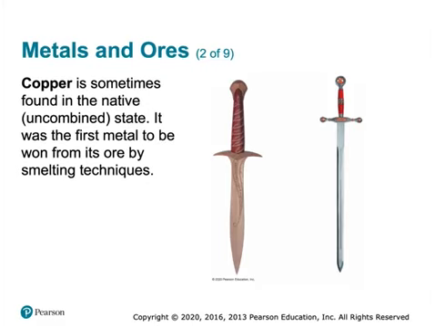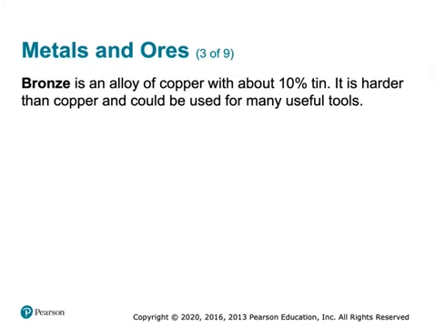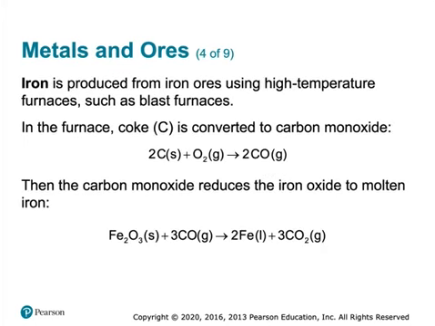Okay, so here's copper, and it was believed to be the first one cracked from its ore. These are some pretty swords. And then bronze, originally it was 10% tin, and it was a little better than copper. Bronze is fun to play with too. Iron, you need a little more heat. So you use the same idea, using carbon to reduce it.